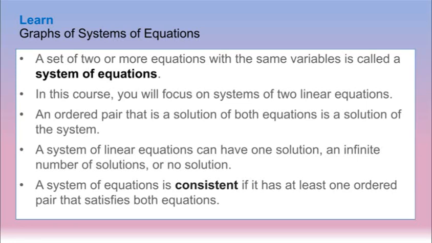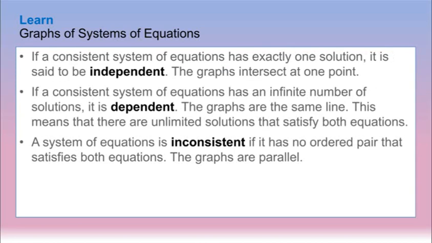A system of equations is consistent if it has at least one ordered pair that satisfies both equations. If it crosses once or more than once, it's considered consistent. If a consistent system of equations has exactly one solution, it's independent. So it would be consistent and independent if it crosses exactly once. If it crosses more than once, then it would be consistent and dependent, which means the lines are the exact same line. And if the lines never cross, they are inconsistent, which means the lines are parallel. You can tell if lines are parallel because the slopes would be identical.